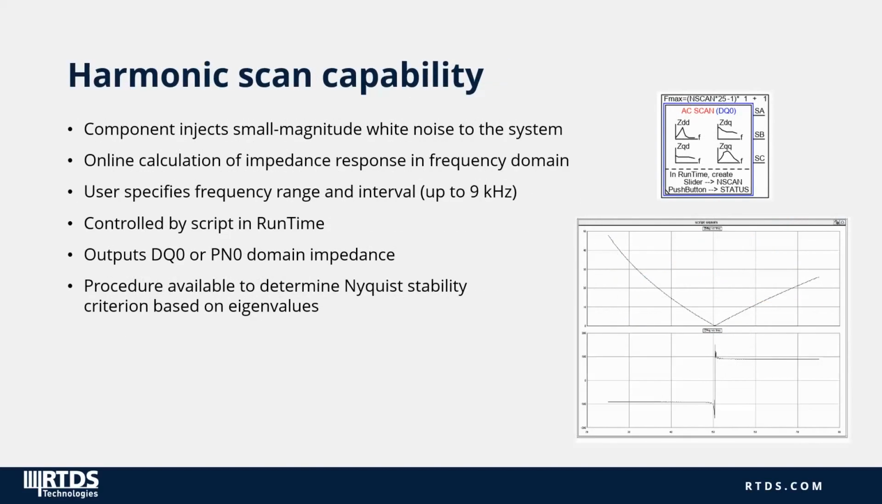An online harmonic scan capability was also added. The harmonic scan capability injects small magnitude white noise into the system and measures the response. The scan is conducted during a simulation run, so the response includes both the network and control dynamics. A procedure has also been created to determine the Nyquist stability criterion based on eigenvalue analysis.